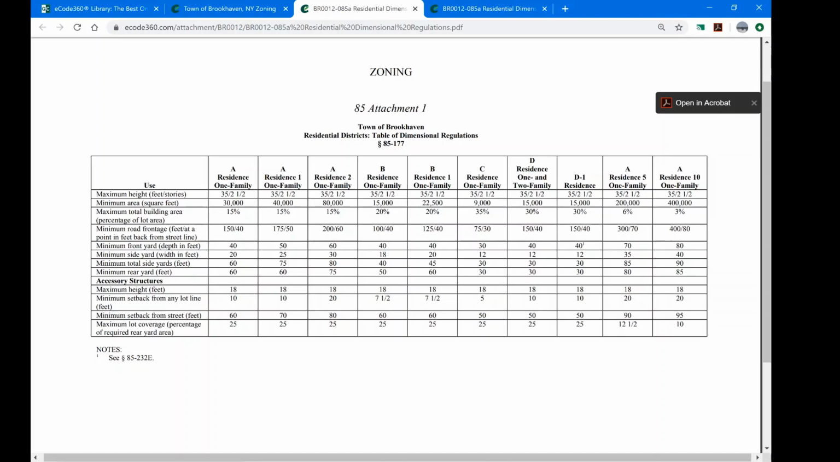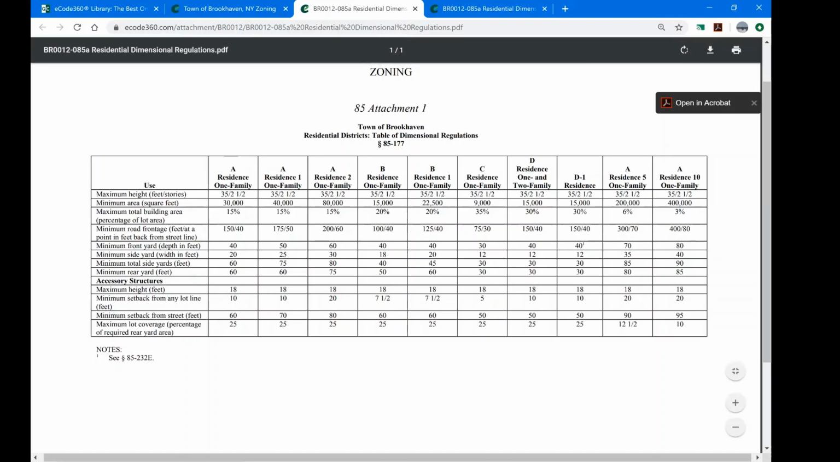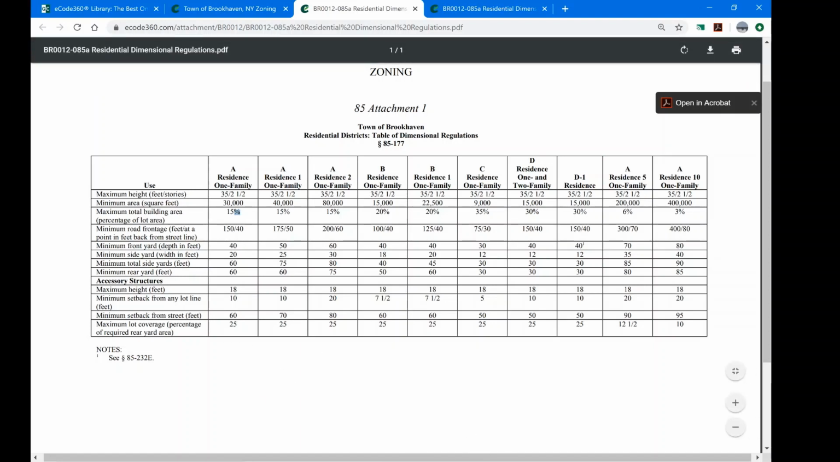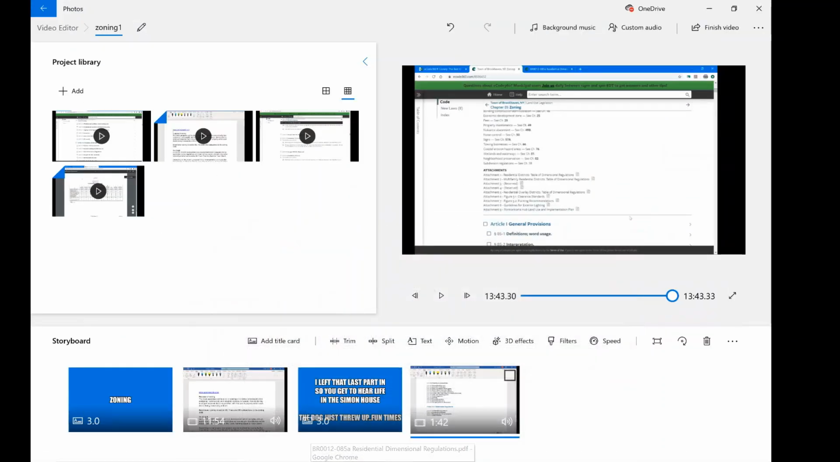Then you have the maximum total building area as a percentage of the lot. If you take 15% times the 30,000, that will give you the maximum size of the building. Let's grab my calculator real quick. We've already shown this in the code itself. 0.15 times 30,000: the maximum building size on a lot of this size is 4,500 square feet. Let's go back into the code and take a look at that real quick, because I know some of you may remember that that's not the number we saw before.